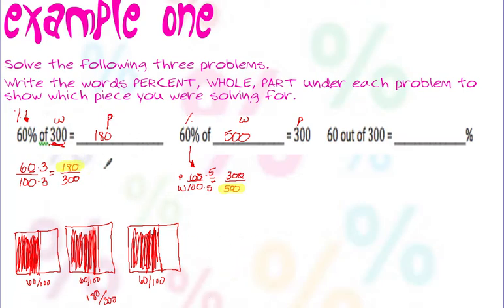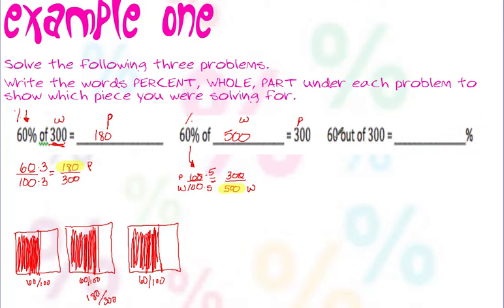So when we were looking for our part, we were looking for the numerator, which is always where the part goes. And when we were looking for the whole, we were looking for the denominator, which is always where the whole goes. Well, now I have 60 out of 300, what percent? Well, obviously we're looking for the percent. It shows us right here.